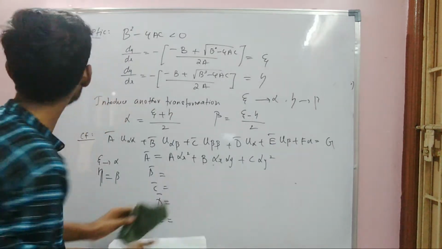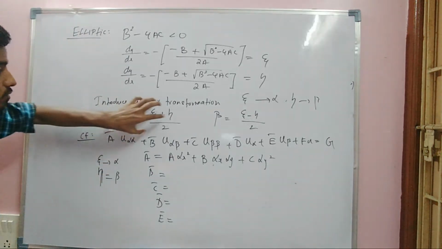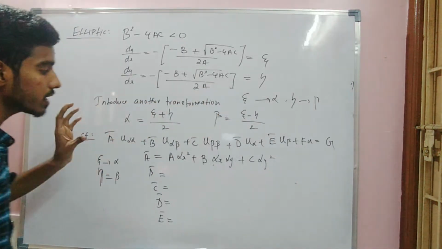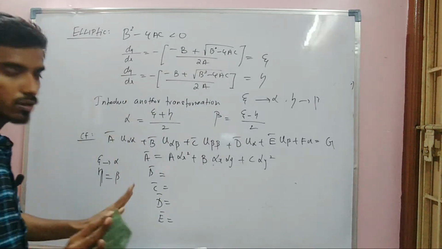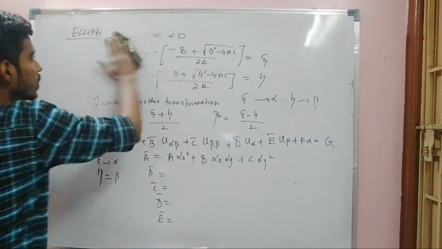So we will work out one problem and then wind up this video, right? So remember this transformation, alpha and beta, and then same. The only thing is, we are changing from theta and eta to alpha and beta.